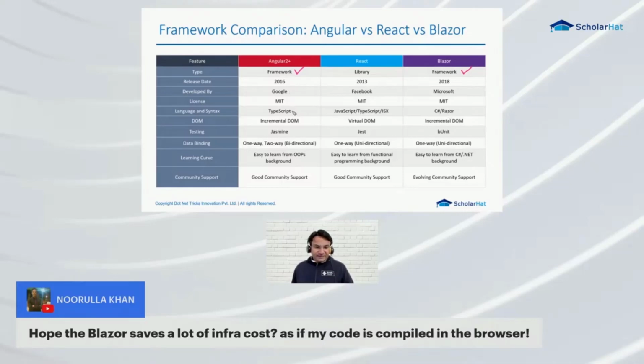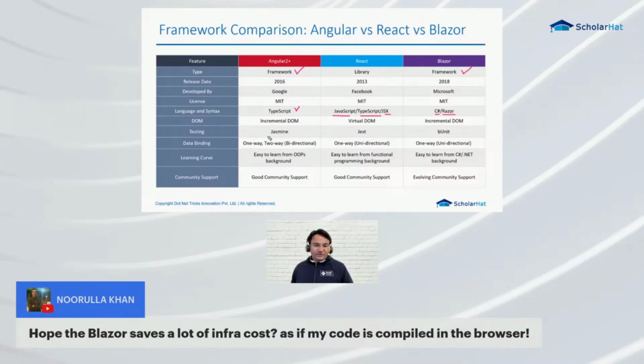So here the language is TypeScript, and for designing the UI we use HTML, and in React you can use JavaScript as well as TypeScript. You have to use only one, either JavaScript or TypeScript, and here we use JSX. In Blazor we use C# as a programming language and Razor as a markup syntax. So these are the things we have in Blazor.